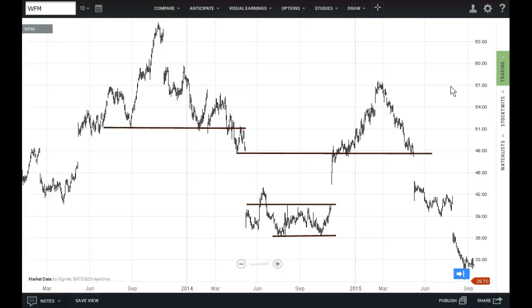So support and resistance, very simple levels on the chart. Use them to gauge where the stock is and to find out where the stock may be changing or breaking down.